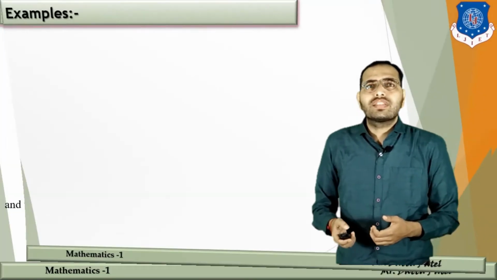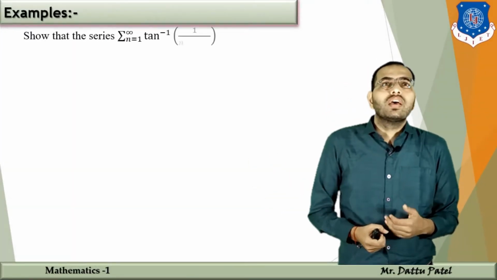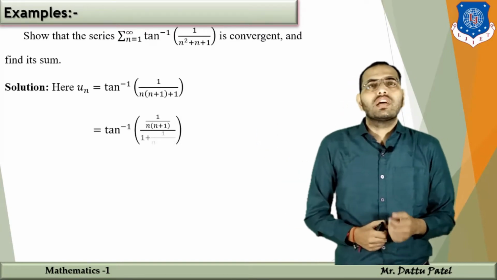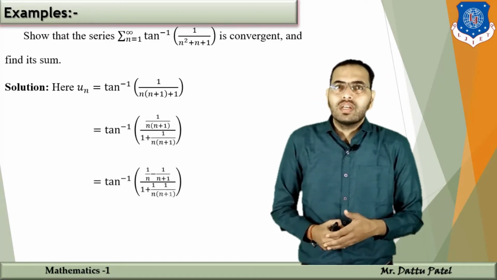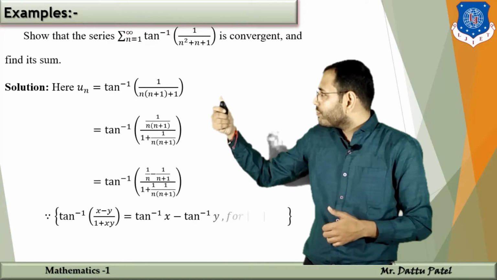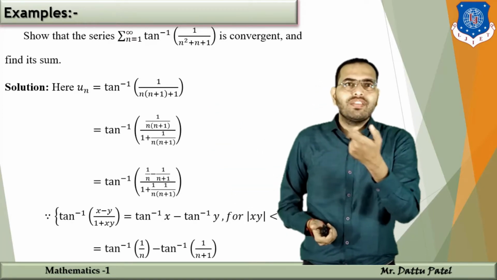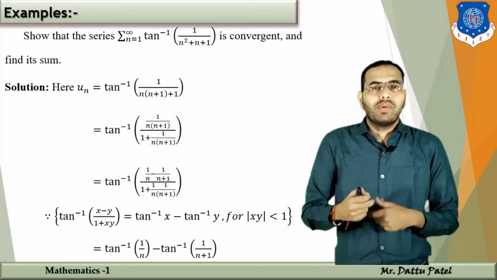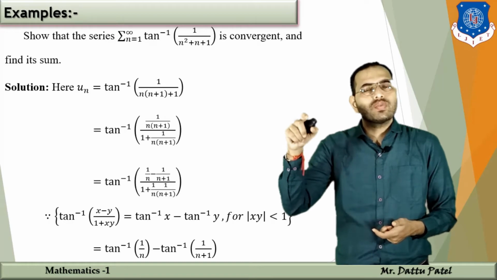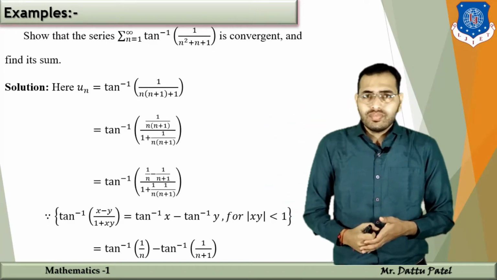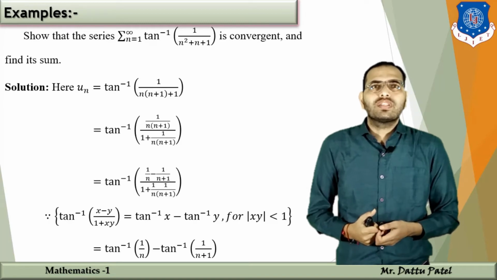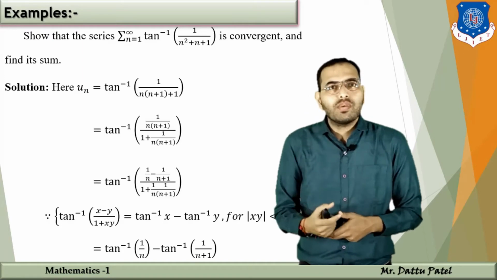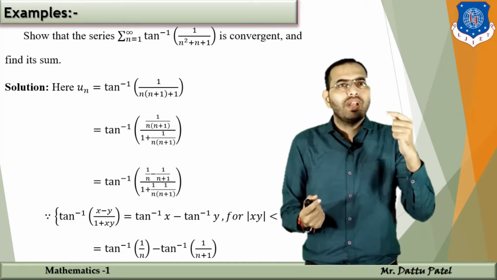Now let's see one more example of convergence or divergence, that is summation n equal to 1 to infinite tan inverse 1 upon n square plus n plus 1. In the denominator, n square plus n, the first two terms have n common, then we get 1 upon n into n plus 1 plus 1. Now in this term multiply and divide by 1 upon n into n plus 1 in numerator and denominator. Then it becomes tan inverse 1 upon n into n plus 1 over 1 plus 1 upon n into n plus 1.